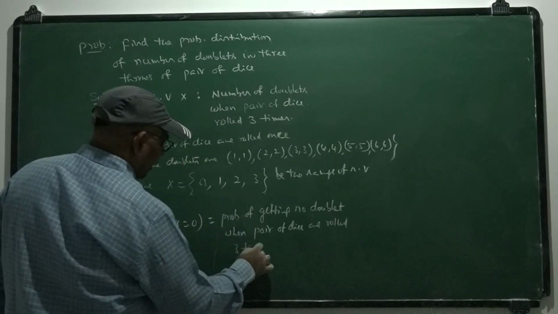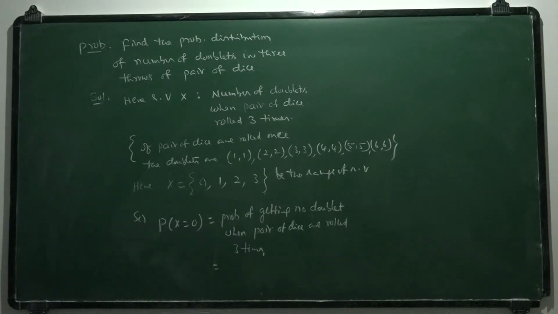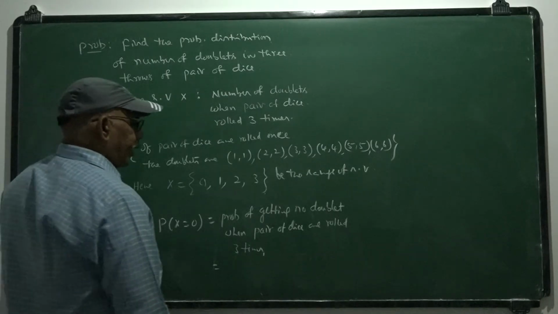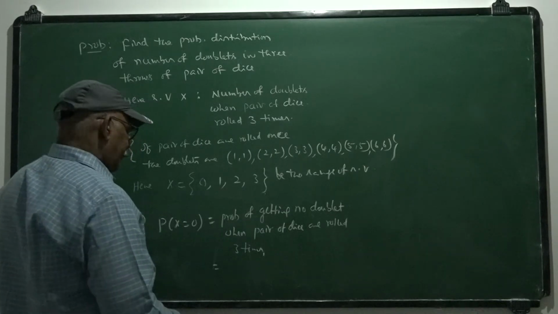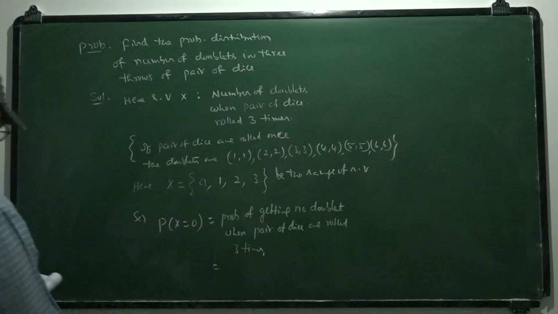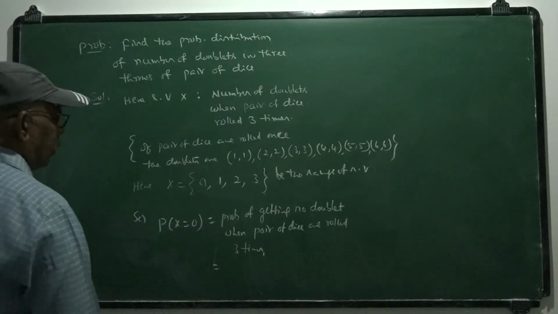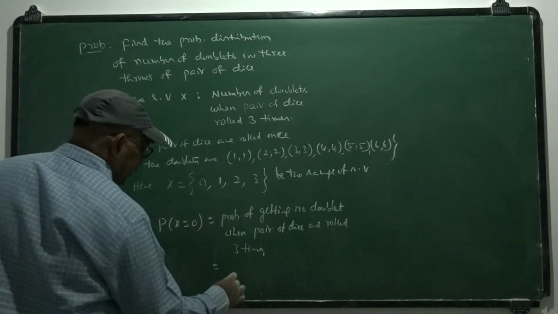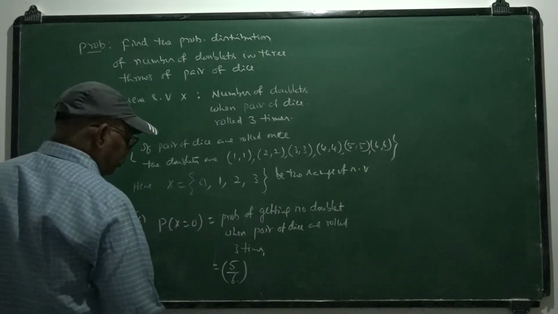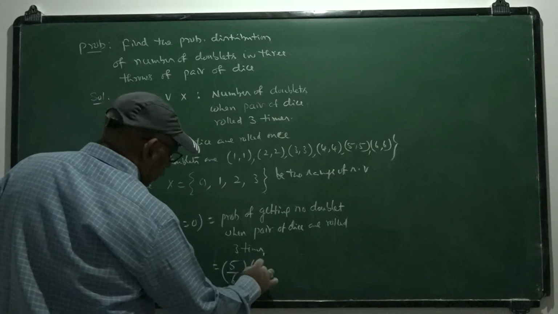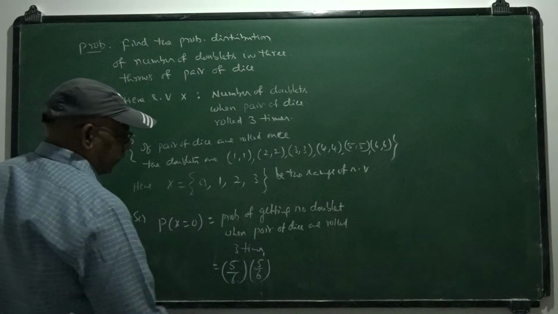Three times. In all three attempts, we must get different numbers on the dice. In the first attempt, the probability of not getting the same number on the dice is 5 by 6. In the second attempt also, not getting the same number on the dice is 5 by 6.